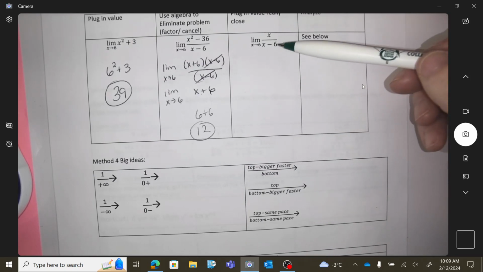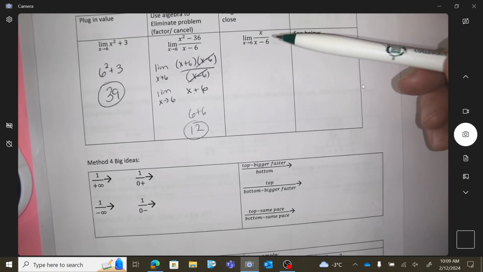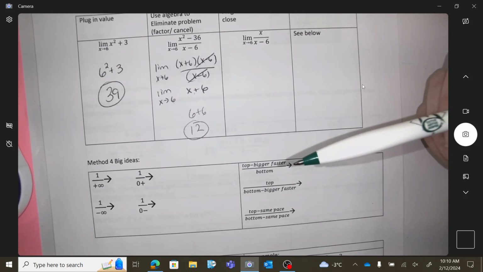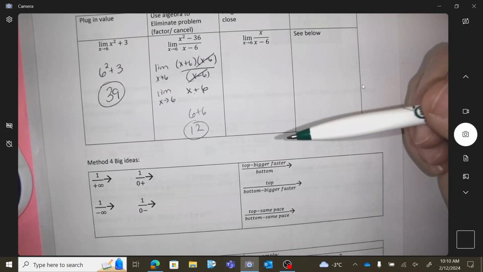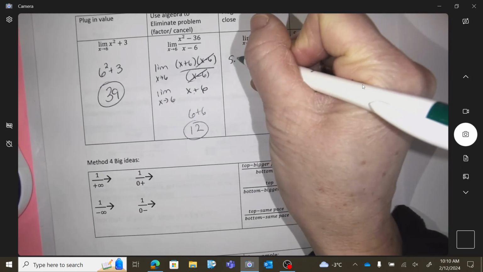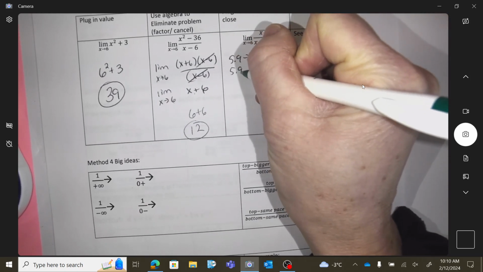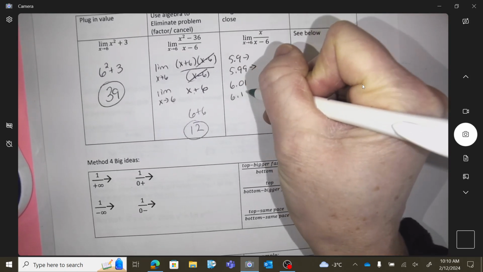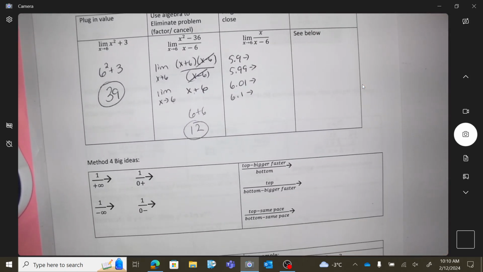Okay, here I can't plug in the 6 because there's a divide by 0. There's nothing to factor. So now I have a different strategy, and that's the close values. So you might want to do a couple below it and a couple above it. So you always want to do both sides of the 6 because a limit has to come from both directions.